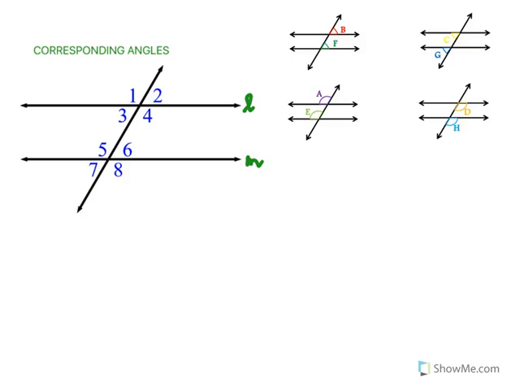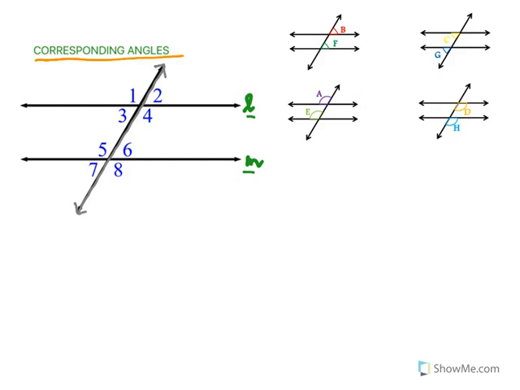Now we'll learn what corresponding angles are. Here in this picture you see two lines, L and M, intersected by this transversal. So here is the transversal intersecting both the lines.